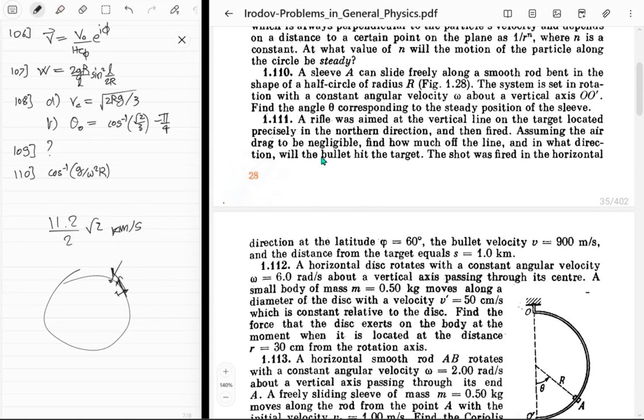This is contradicting. So the shot was fired in a horizontal direction. Latitude is given, the bullet velocity is given, distance from the target is given. Fine. So probably they just want the deflection. That's it, I think so. So then let's do it.